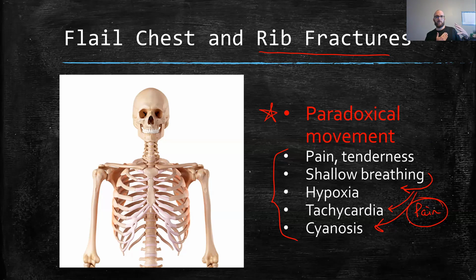And then when we breathe out and that rib cage collapses back down, the positive pressure that's created inside the chest is going to push that flail segment back up, right? So again, the paradoxical movement: you breathe in, flail segment goes down. You breathe out, flail segment rises back up. So it's that back and forth pattern of that particular segment of the 2 or more ribs that are broken in 2 or more places.